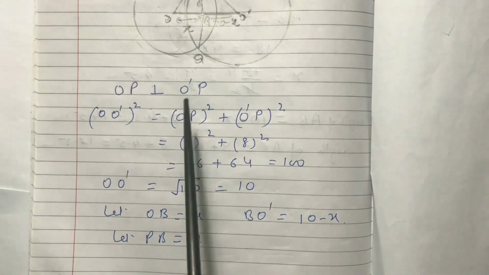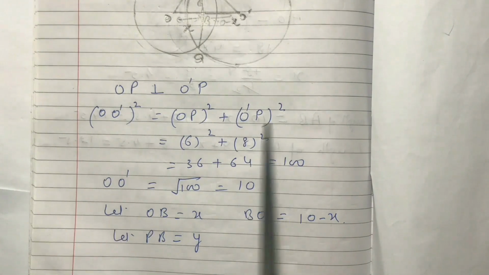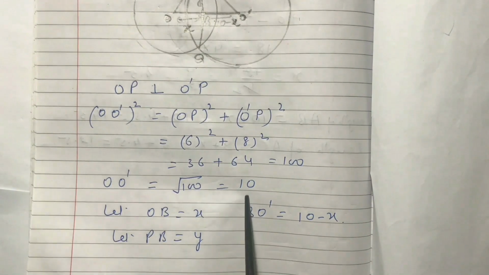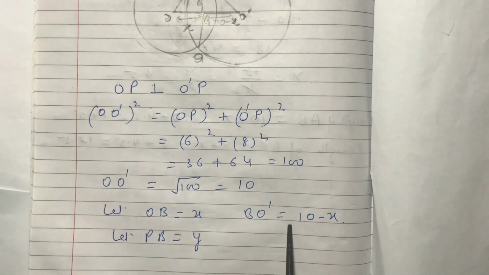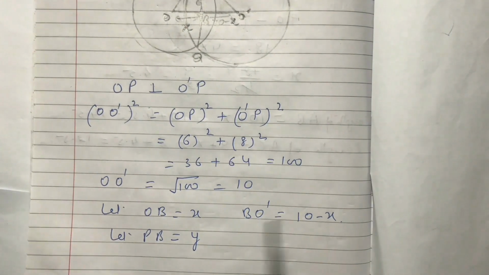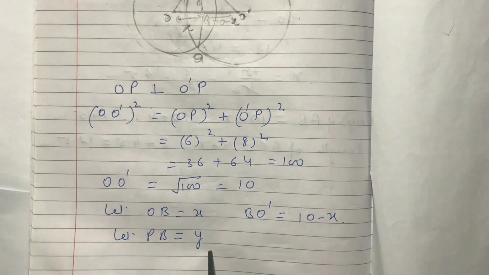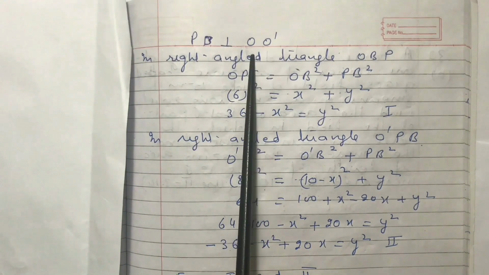OP is perpendicular to O dash P. By Pythagoras, OO dash will come out to be 10 centimeter. Now let OB be x centimeter. Then O dash B is equal to 10 minus x centimeter. So let PB be y. Now PB is perpendicular to OO dash.